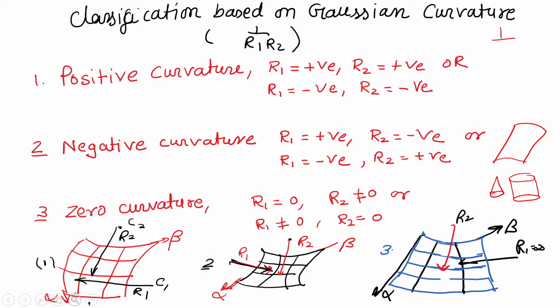And here you can see that the center of curvature lies on the same side, so it is 0 curvature. When the center of curvature lies on the bottom side of a surface, then it will be a negative curvature.